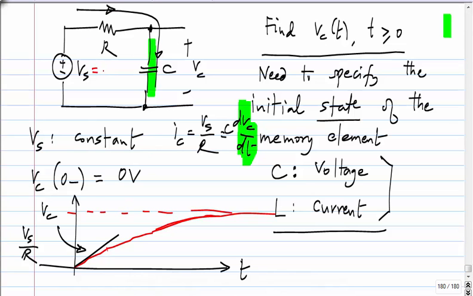So let's say Vs was 1 volt, and the initial state of the capacitor was 2 volts. What would happen then? I had already sketched the solution for the case where the initial condition is 0. But let's say the initial condition happened to be 2 volts. What happens in the circuit?